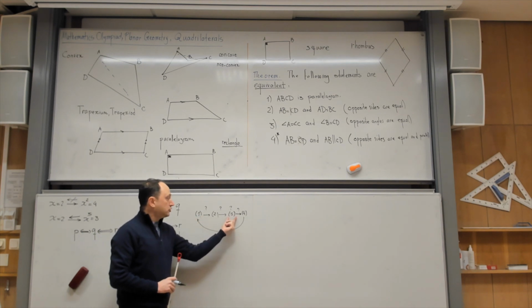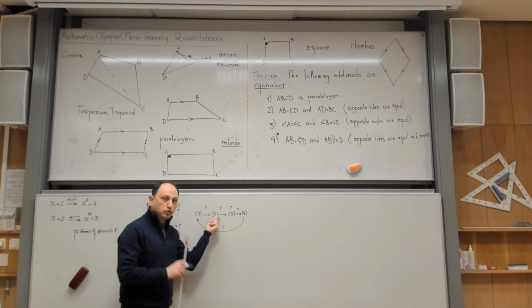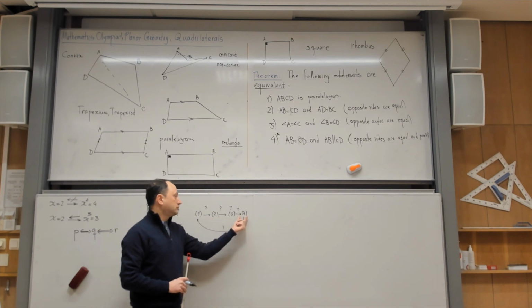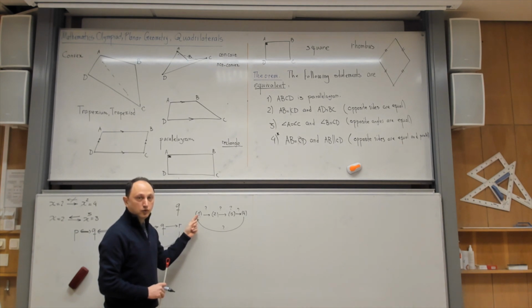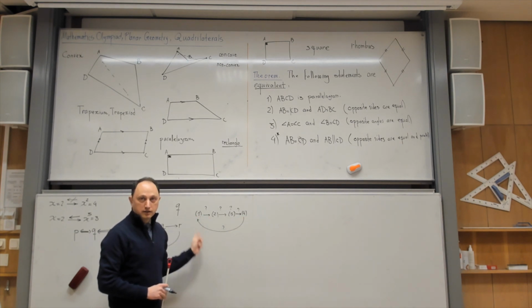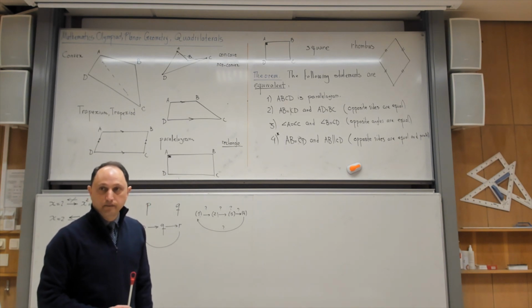When I want to prove 3, don't think you have 1. You have only 2 in your hand. And then when you want to prove 4, you have only 3. And when you want to go back and prove 1, you have only 4 in your hand. You have to respect this logic. Otherwise, it doesn't work. Okay?